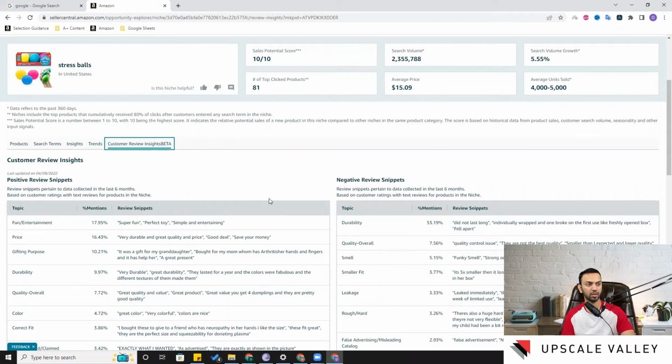But let's come to the point which we want to discuss here, the negative points. Durability. Around 53% of people complained about durability. So that's very valuable data here.